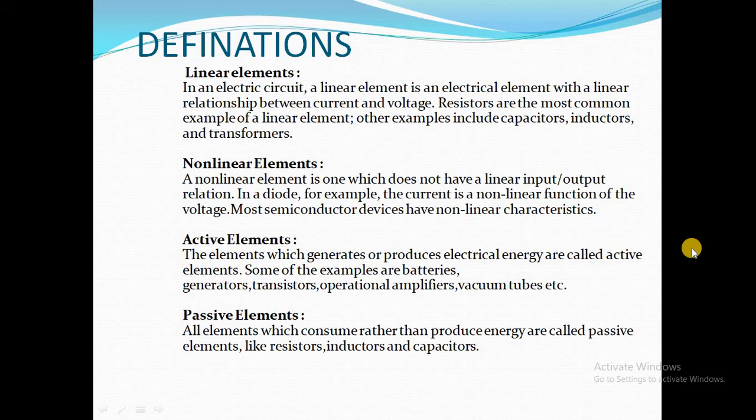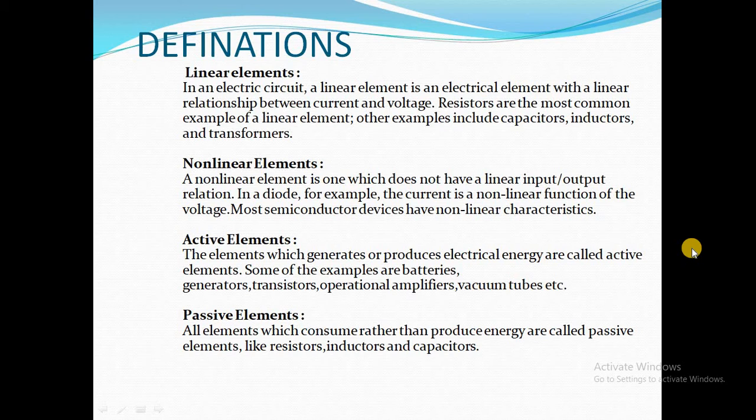Linear elements. In an electric circuit, a linear element is an electrical element with a linear relationship between current and voltage. Resistors are the most common example of a linear element. Other examples include capacitors, inductors and transformers. So what is the meaning of linear elements? Linear elements are those where, suppose I am increasing the voltage, at the same time the current increases proportionally to the voltage. That is called a linear element. So linearity comes with a proportionality between the two parameters.